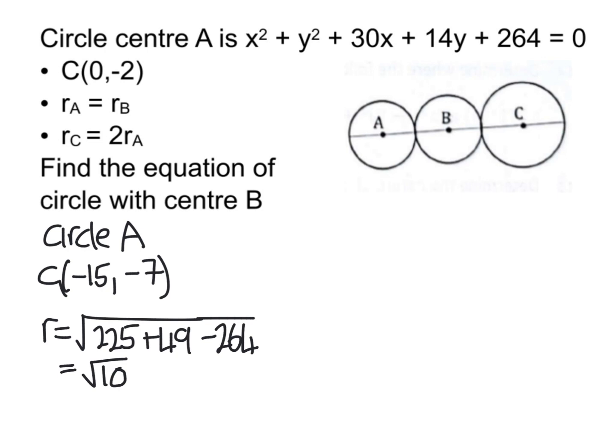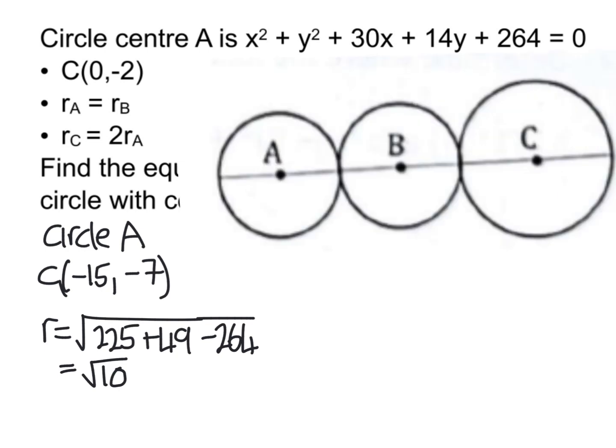Okay, let's make my image bigger. Just a reminder, we are after circle B. I'm going to highlight that to show that that's the equation we are after. Let's put some information on. We now know that A is the point minus 15, minus 7. We know that C is the point 0, minus 2. We know that radius A is root 10. So let me write this, root 10.